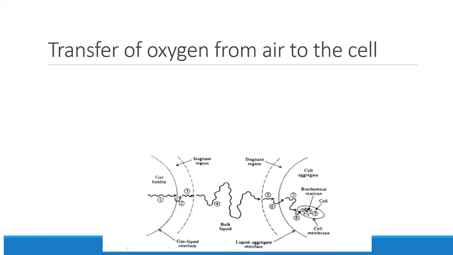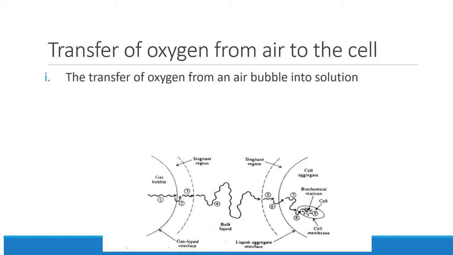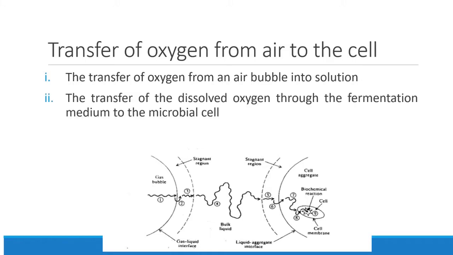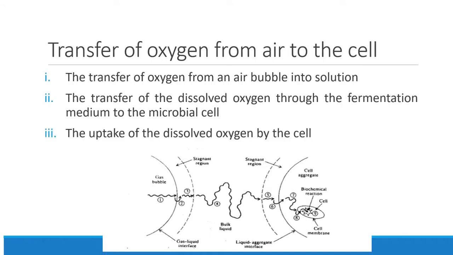In short, the oxygen molecule has to travel in bubble form in the liquid phase and cross the solid layer. There are three stages in the transfer of oxygen from air to the cell: the first step is the transfer of oxygen from an air bubble into solution. The second step is the transfer of dissolved oxygen through the fermentation medium to the microbial cell, and the third step is the uptake of dissolved oxygen by the cell.